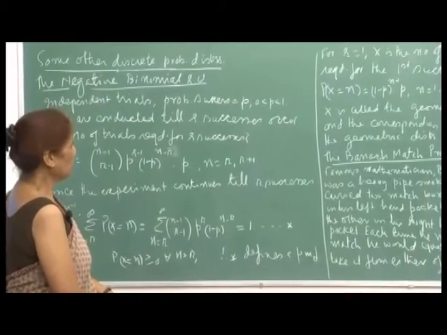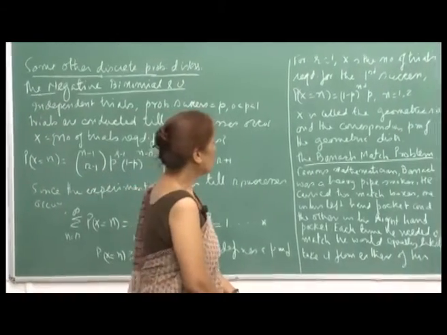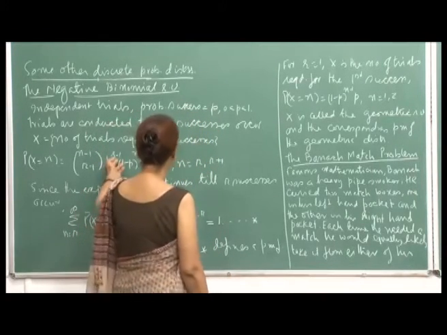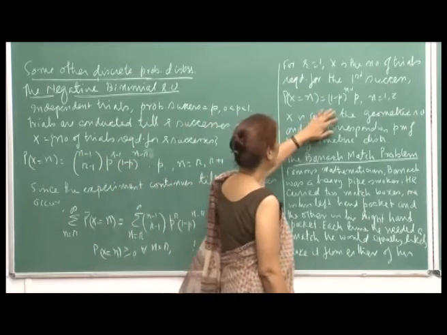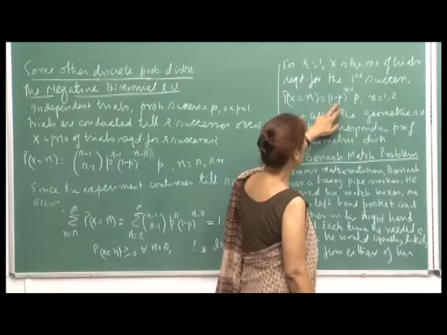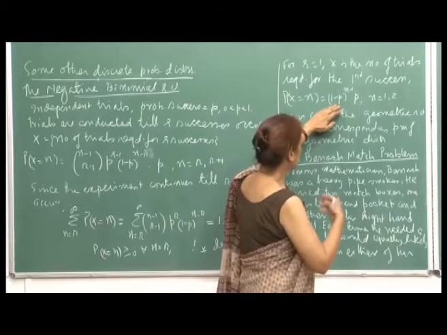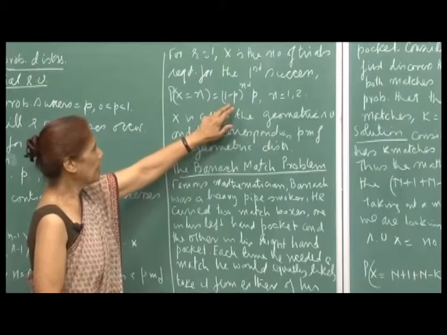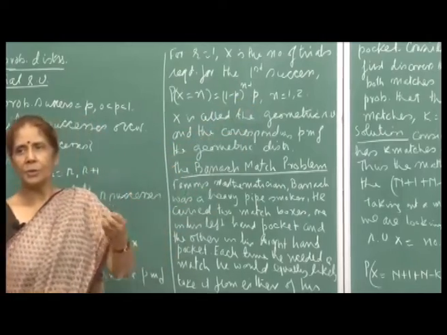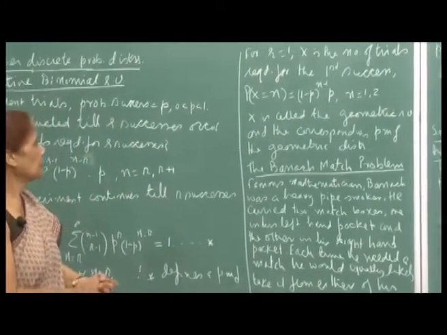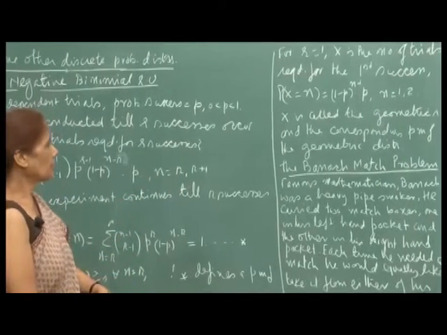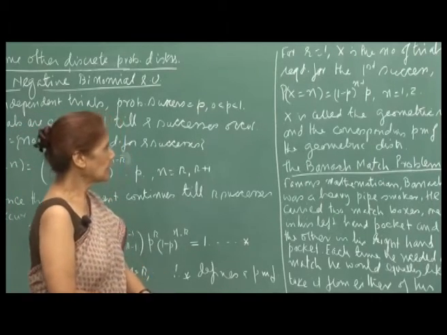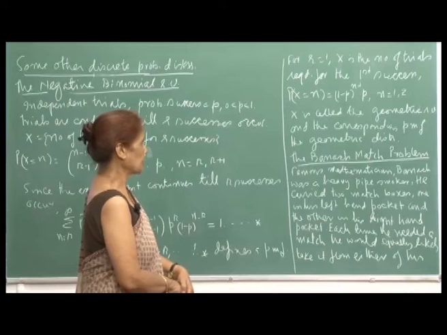When r is equal to 1, that means you are just looking for the first success, and X is the number of trials required for the first success. Obviously, you put r equal to 1, so this becomes 0, that becomes 1, and this is 1 minus p to the n minus 1 into p. That means the first n minus 1 trials must end up in failure, and the moment you hit a success, you stop. So 1 minus p raised to n minus 1 into p, and n can vary from 1 onwards. X is now called the geometric random variable, and the corresponding PMF is the geometric distribution.